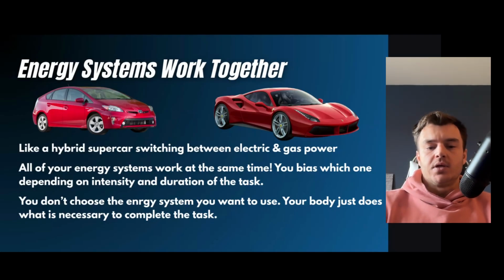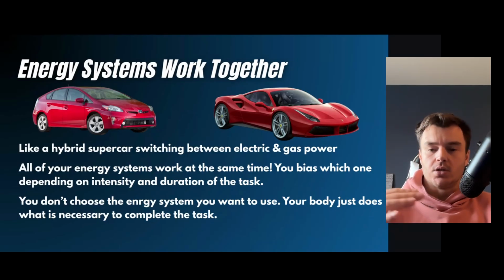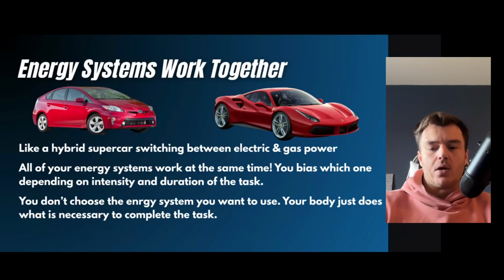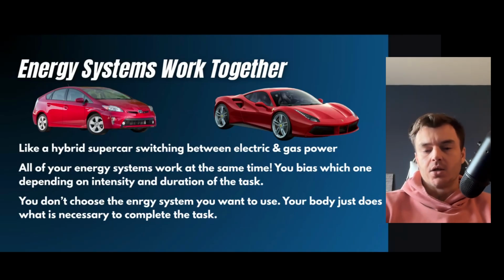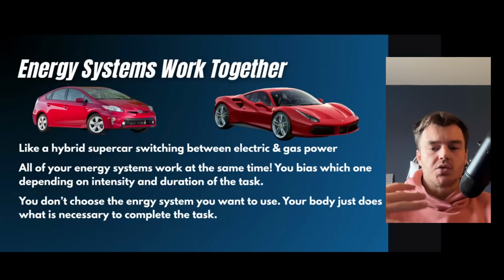Okay. And so you don't choose your energy system that you're going to work. You don't say, hey, I'm going to go do rowing sprints today, and I will only use my phosphocreatine system. That's not how it works. You'll also be metabolizing carbohydrate, and you'll also be using fat as well, just to a lesser extent.